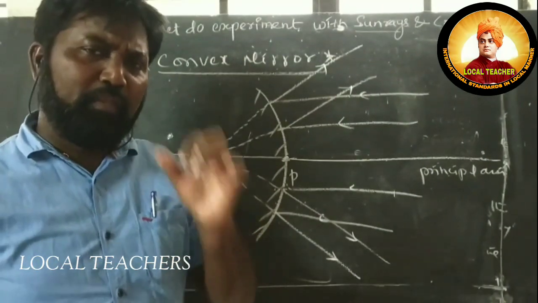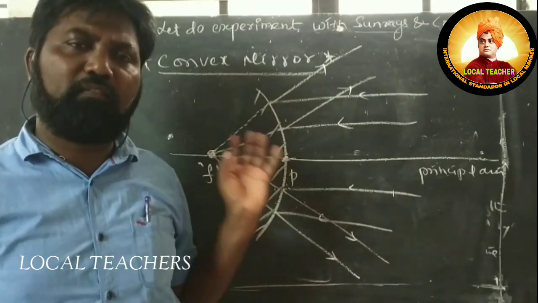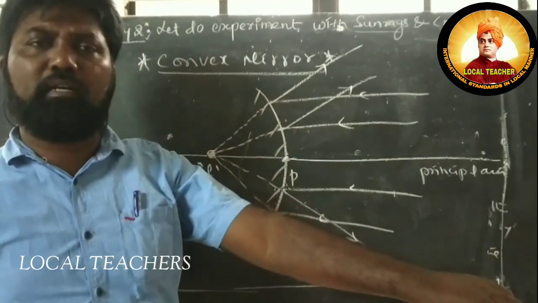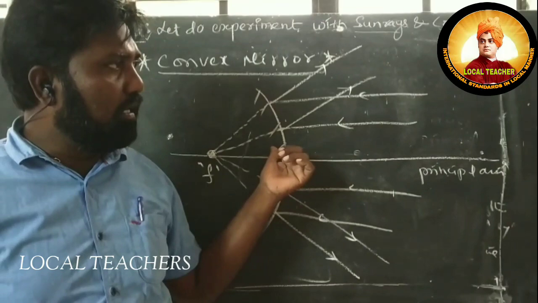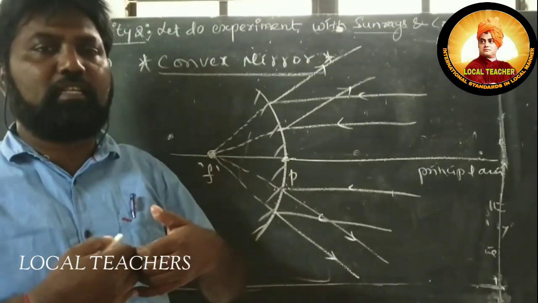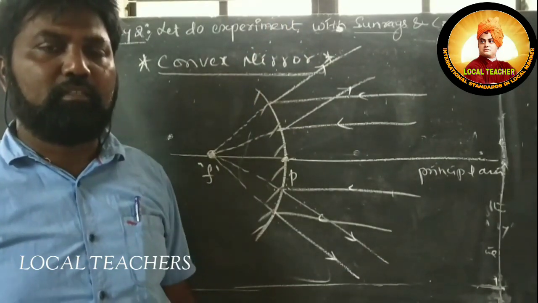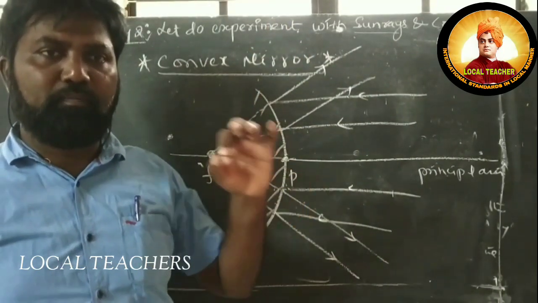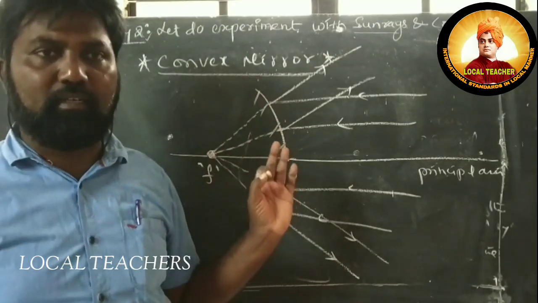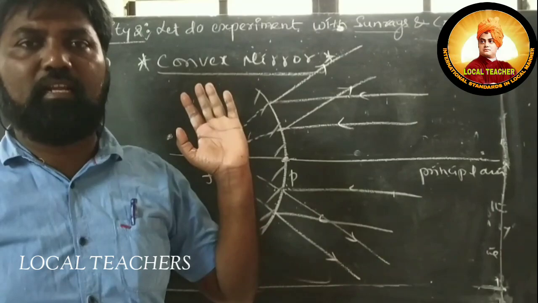So here in the concave mirror, the reflected rays converge at a point. In the convex mirror, the reflected rays are diverging in nature. So that means concave mirror converges and convex mirror diverges the reflected rays.